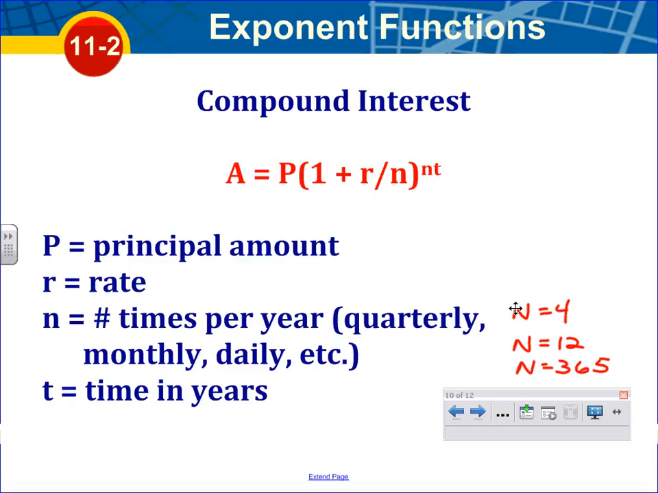And then T is your time in years. So A will always be your ending amount. So just please notice that N is used 2 times in this equation, so you have to make sure that you put it in both.